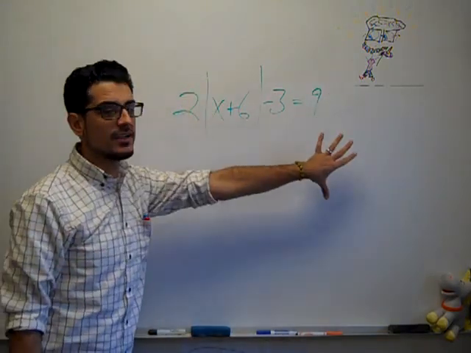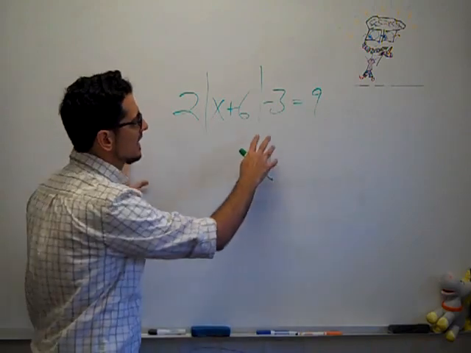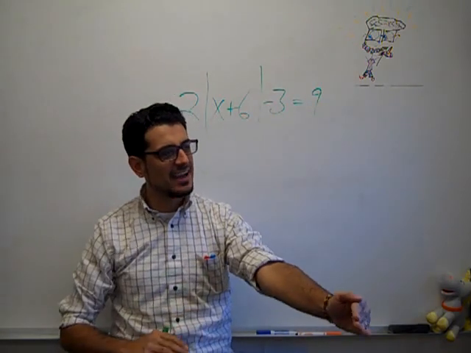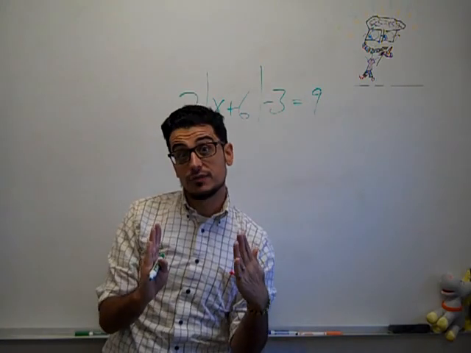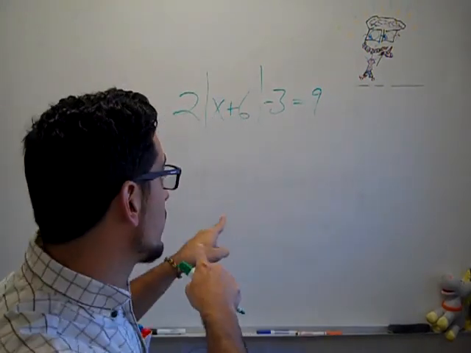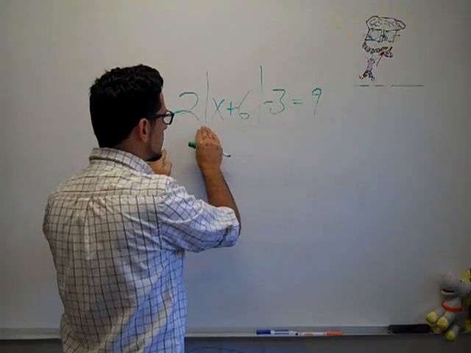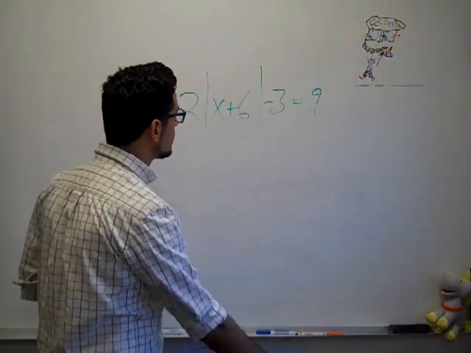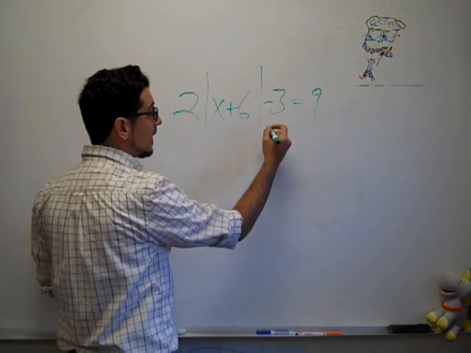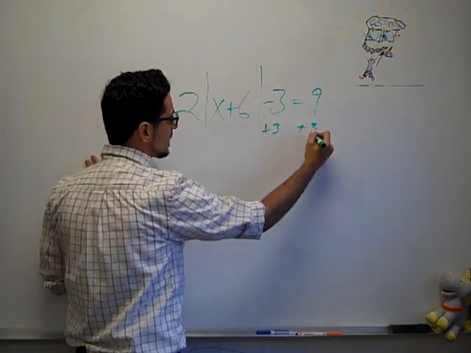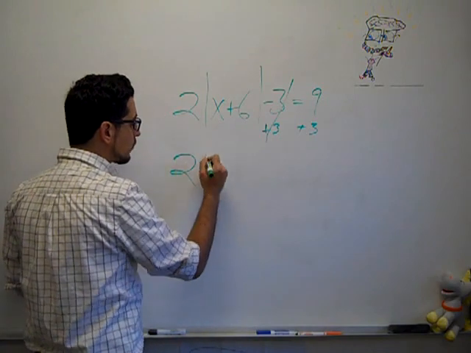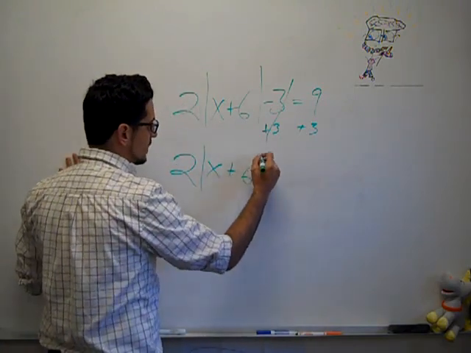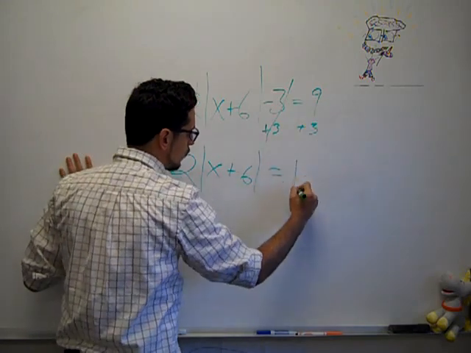The idea here is that first of all, I can't say equals positive 9 and negative 9 yet. I can't go there. I have to isolate the absolute value first. So the absolute value needs to be by itself first, in the same way that you are comfortable with isolating variables. So step 1, we add 3 to both sides. This cancels out. I now am rewriting my problem, always rewrite your problem, as 2 times the absolute value of x plus 6 is equal to 9 plus 3, which is 12.